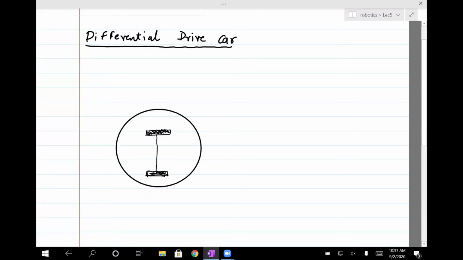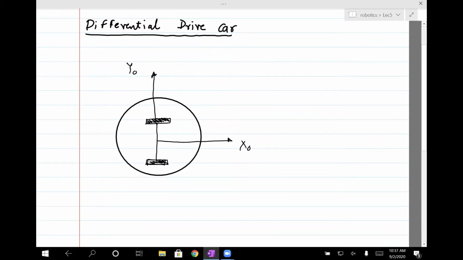Okay, so the two wheels are joined by an axle. And this is x0, that's y0. And a few dimensions. I'm going to assume that the distance between the two wheels of the car is 2b. So effectively, the distance from each wheel to the center is going to be b. So let me call that b. And then the tires are of radius r.